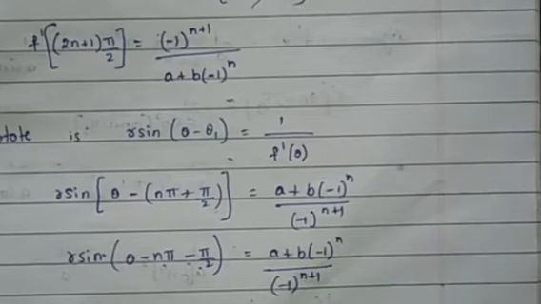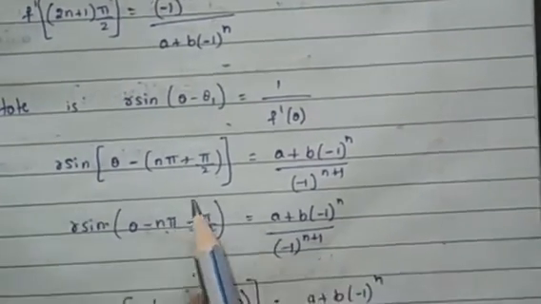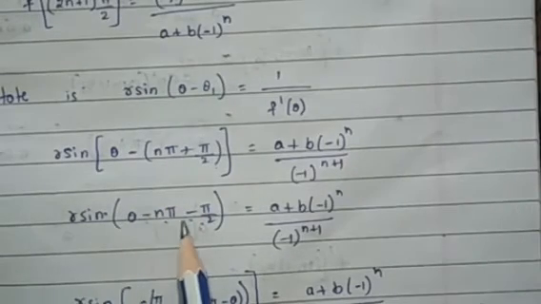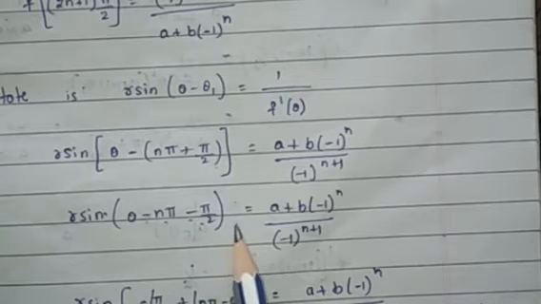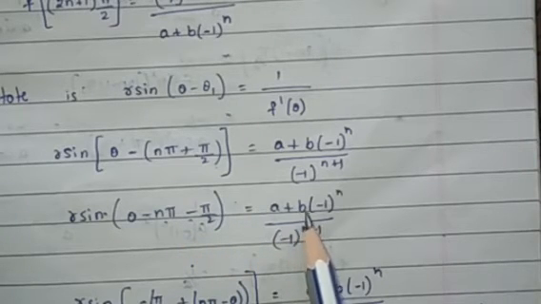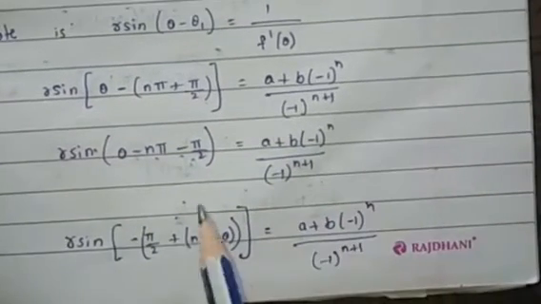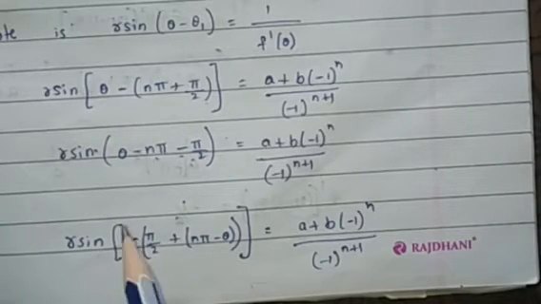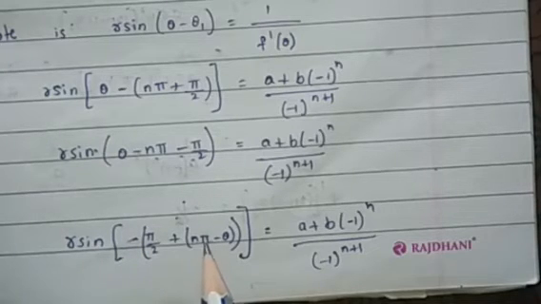I have written it directly. Okay, so next, I will do the splitting. I get r sin(theta minus n pi minus pi by 2) equal to (a plus b) into (minus 1) to the power n by (minus 1) to the power n plus 1. In this case, I will take the minus sign outside. You get r sin of minus of (pi by 2 plus n pi minus theta), which is equal to (a plus b) into (minus 1) to the power n by (minus 1) to the power n plus 1.